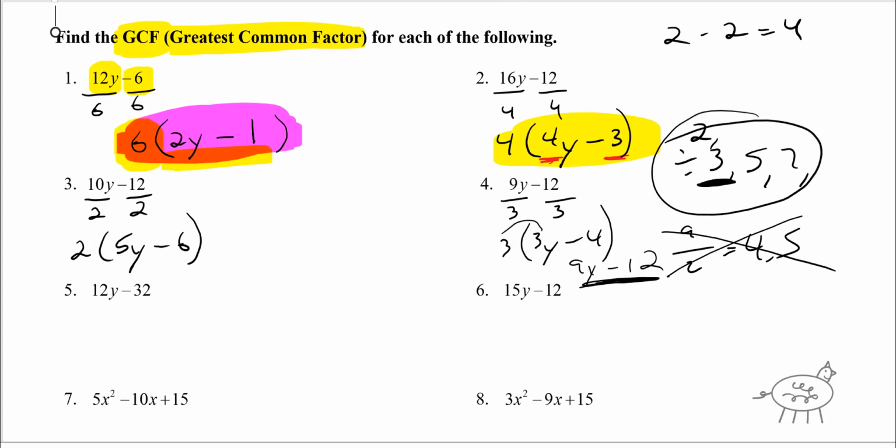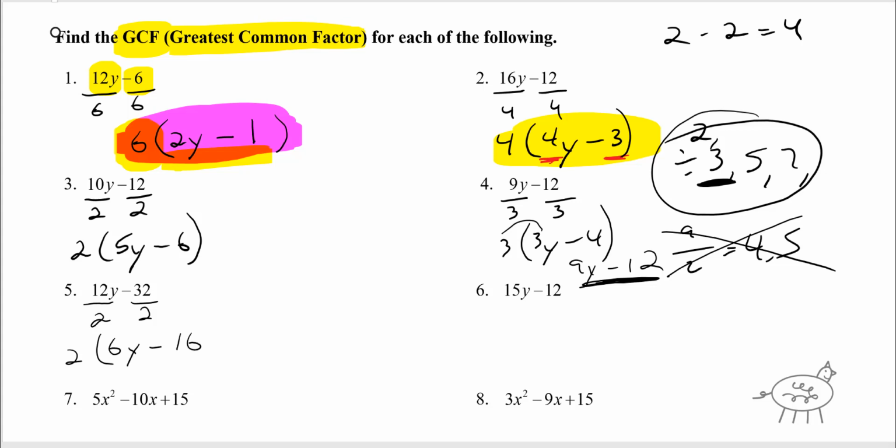Okay, this next one, again, these are big numbers, so I know if I divide by 2, I get 2 parentheses 6y minus 16. Those are both even numbers. I can take out another 2. So I'm not going to do 2, I'm going to divide both by 4. So divide by 4, and I get 4 parentheses 3y minus 8. Nothing goes into 3, nothing goes into 8, so I know that's my answer. Can't go any more than that.